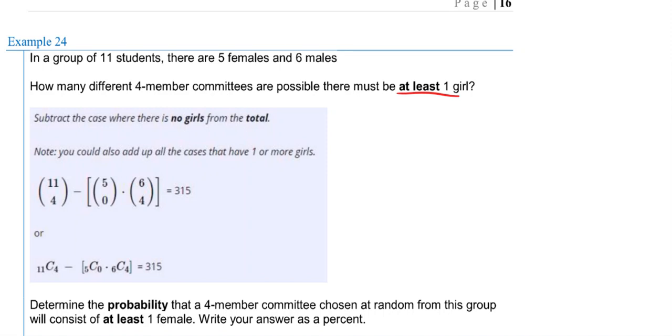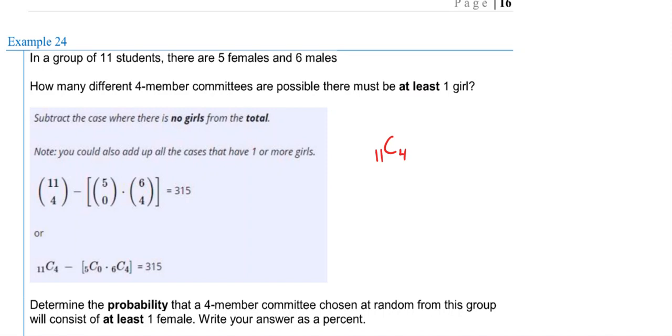All right, so let's try to get our bearings again on this one. In this case, well, what if there were no restrictions? So no restrictions at all. Well, that would just be, of the 11 students, we're going to choose 4. That's if I don't care who's a boy, I don't care who's a girl.